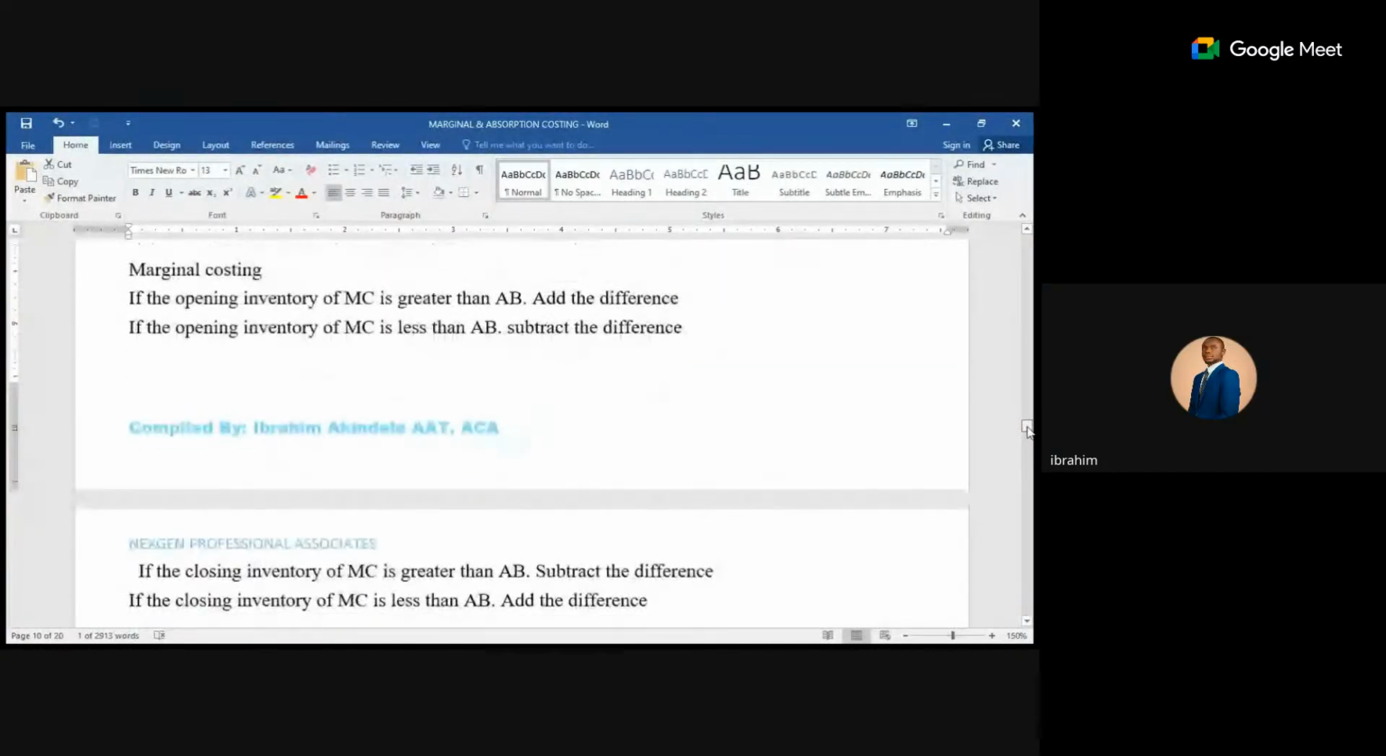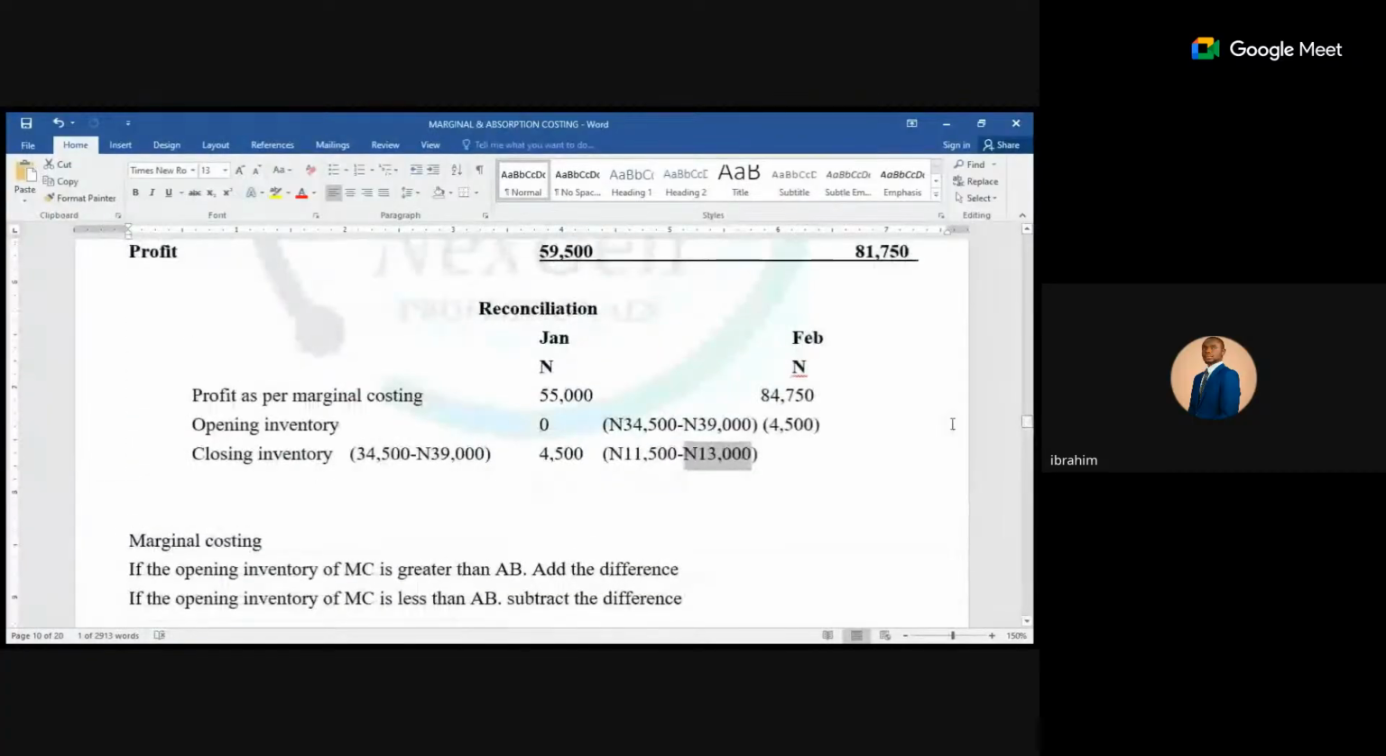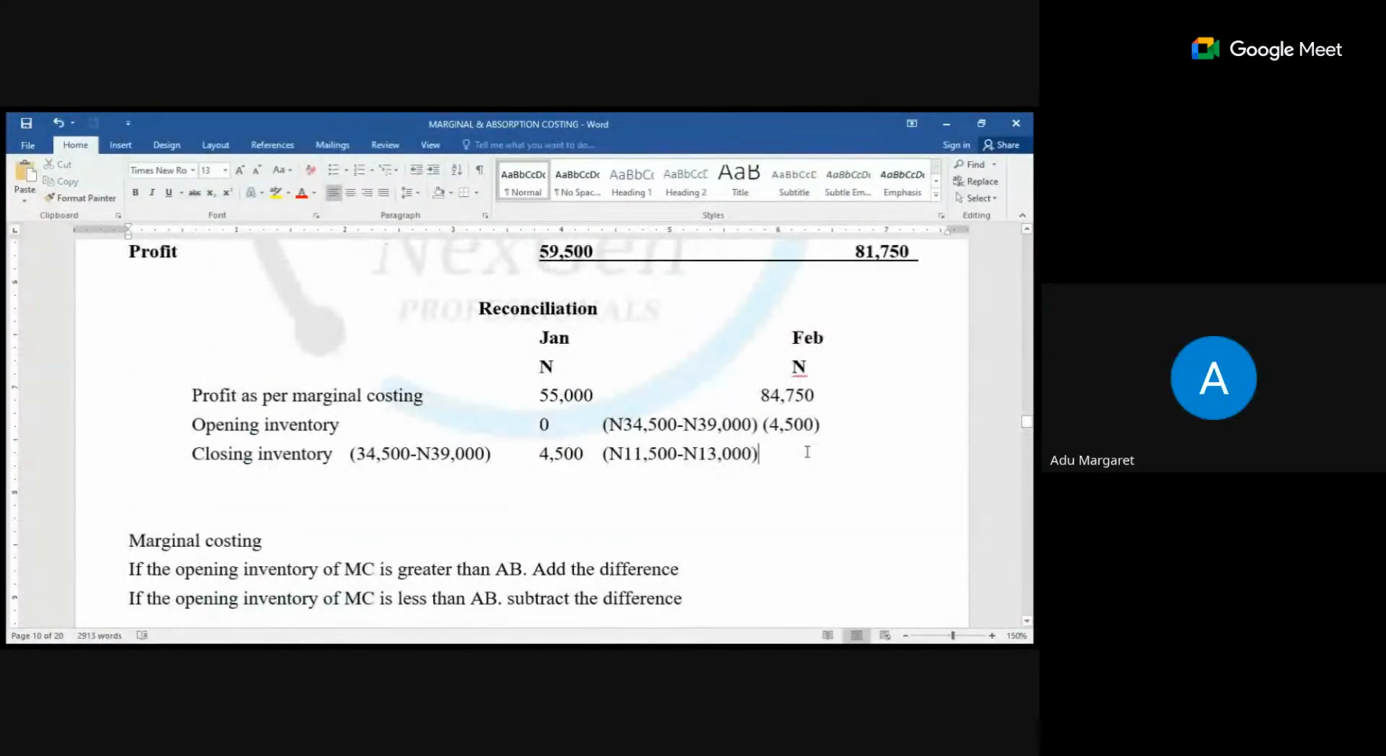Now, let's go back to the second principle. If the closing inventory of marginal costing is less than absorption costing, can you see that the closing inventory of marginal costing of 11,500 is less than the absorption costing of 13,000? We add the difference. So what is the difference? 1,500. So class, we must arrive at the profit as per absorption costing.